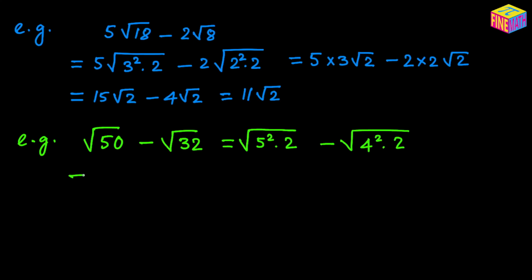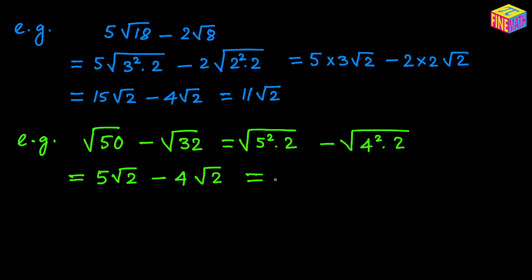And then if we simplify it, it's going to look like the 5 squared coming out of the radical sign will become 5, and the 2 remains inside the radical, minus 4 squared coming out of the radical sign will become 4, and the 2 remains inside the radical. So now you see this is 5 times square root of 2 minus 4 times square root of 2.